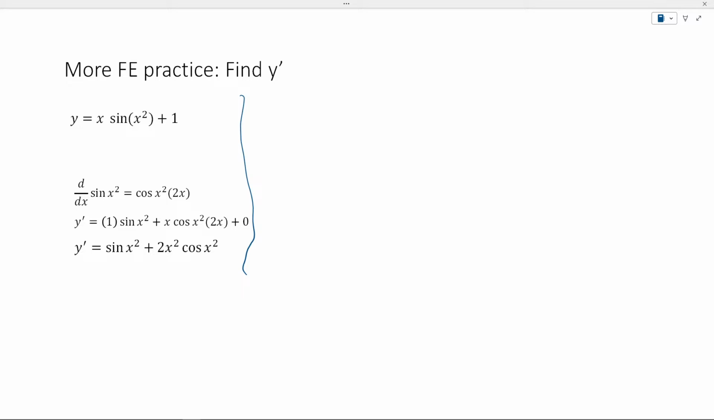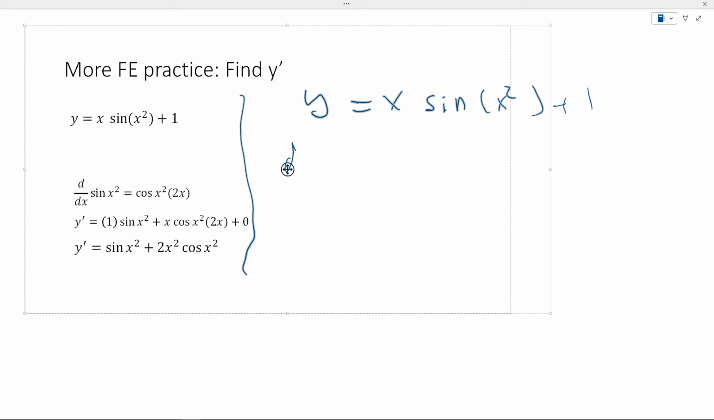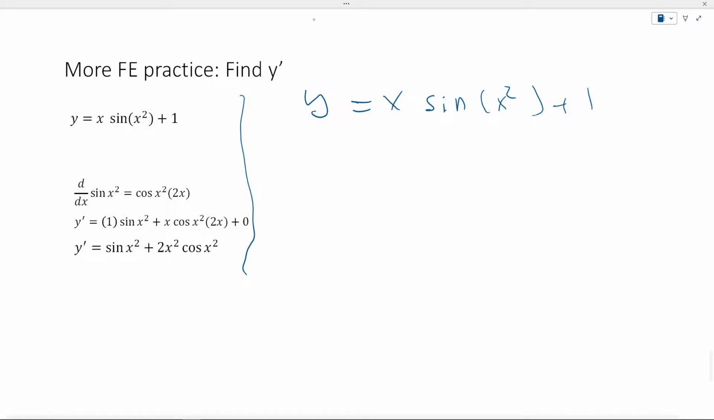I'm telling you, this is your y equals x sine x squared plus 1, and I'm telling you to find the derivative of this. So for the derivative of this, I will use the product rule. The product rule: y prime is equal to u v prime plus v u prime. So this is my u, for example, and this is my v. I know this will be 0, so I don't need to worry about this here.